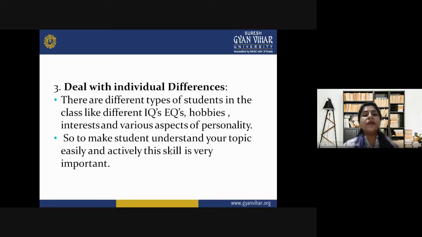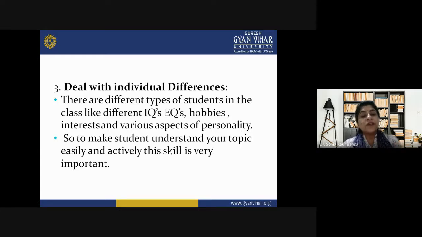Now, deal with individual differences. We all know that we all are not the same students. We have individual differences among us. Nobody is the same. We have differences of opinions. We have differences in the way we are living, differences of interest, differences of creativity, differences of presenting yourself. So how to deal with those individual differences?